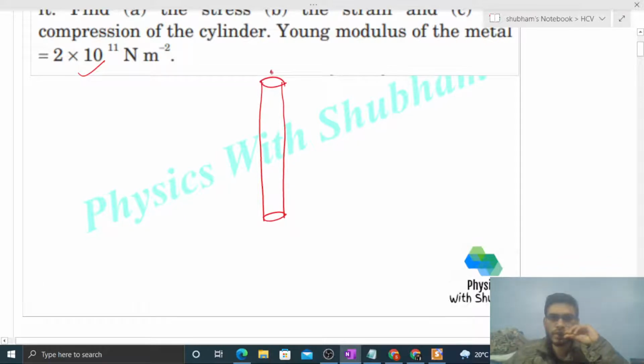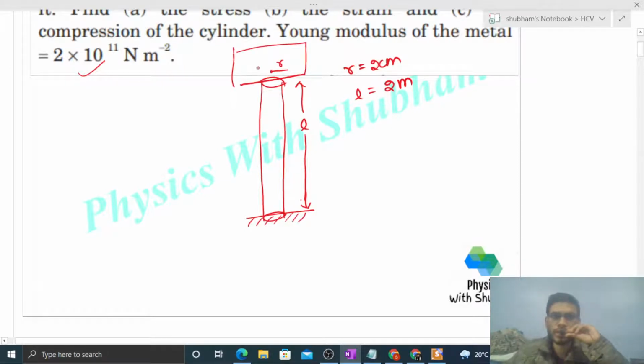Let's say radius is given, small r, 2 centimeter. Length of this metal cylinder is given, let's say small l, that is 2 meter. And the bottom end is fixed. At the top we have a load, let's say mass is small m. So small m is given 100 kilogram, and Young's modulus is also given, that is 2 into 10 raised to the power 11 Newton per meter square.